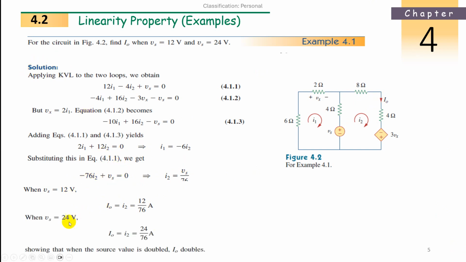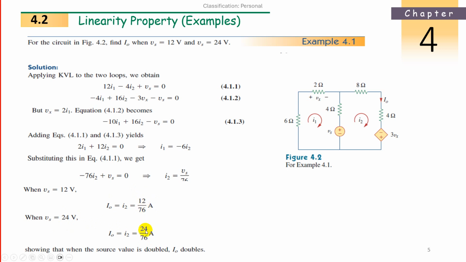Now the second case, when Vs is equal to 24. I0 is equal to I2, which is nothing but Vs by 76. Now what is Vs? 24, so 24 divided by 76. Now check here. First Vs is 12 volts. Now Vs has increased how much? 2 times. When Vs is 12 volts, 12 by 76 is the I2, that is I0. Now when it is 24 volts, I0 is 24 by 76.